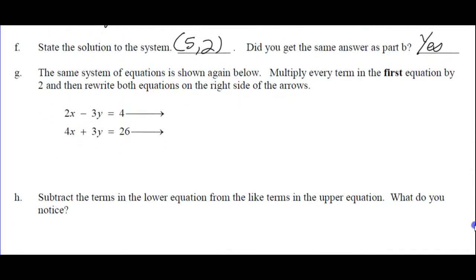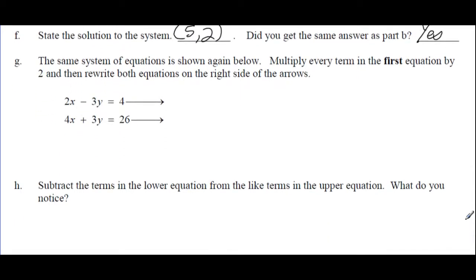The same system of equations is shown again below. Multiply every term in the first equation by 2. Okay, every term, there's 3 terms here, right? So that's going to be 4x minus 6y equals 8. And then rewrite both equations. So 4x plus 3y equals 26. Subtract the terms in the lower.